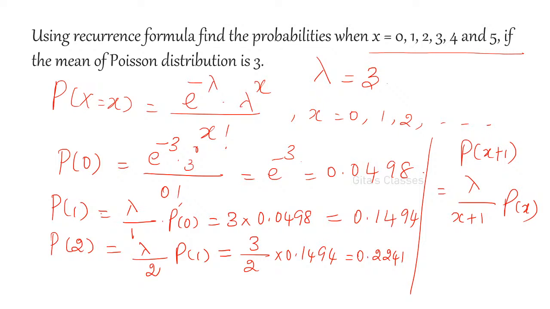Okay. Yeah, P of 2, is it not 0.2241? Uma Reddy, P of 2, 0.2241. No, Raviteja is right. I got 0.1494 into 3 divided by 2. Yes. So 0.2241 is correct, Uma Reddy. Check the values once again.